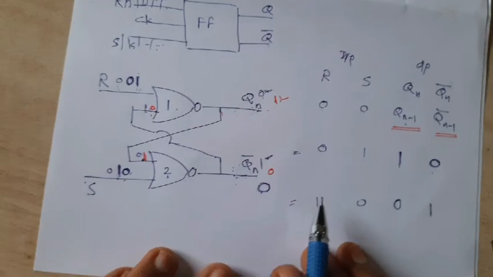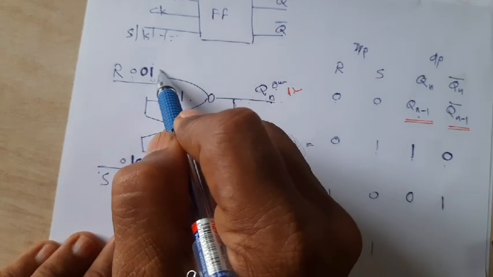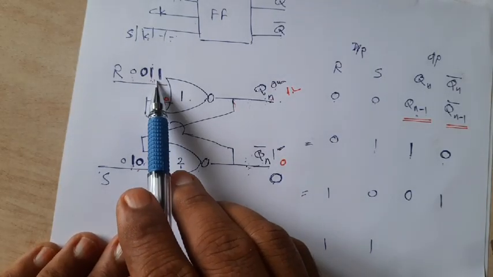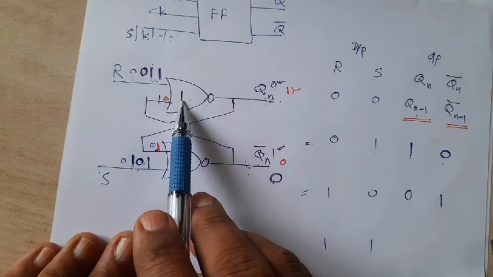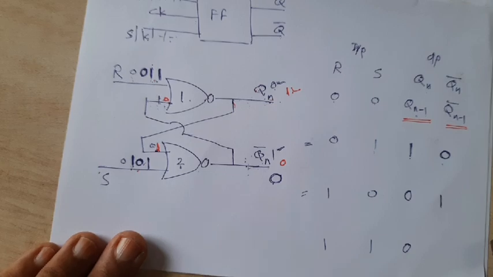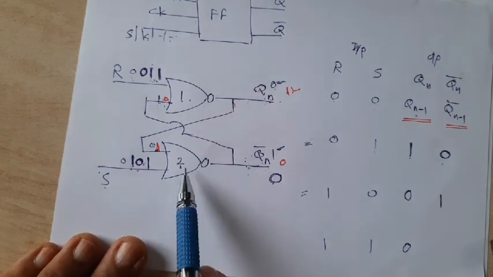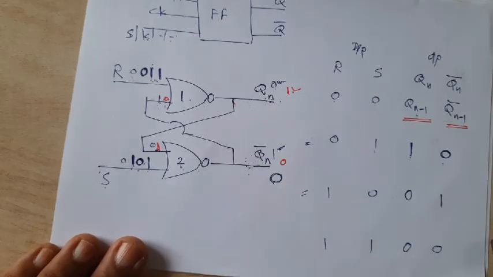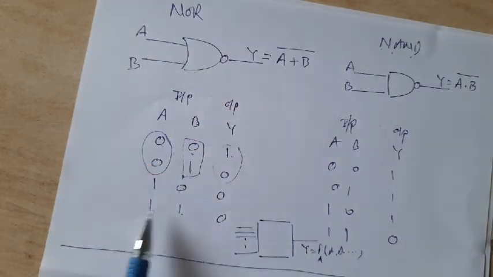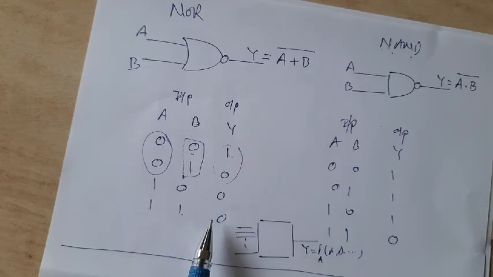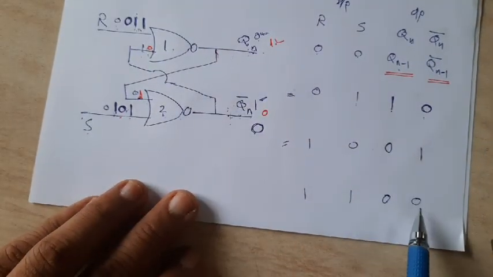And now the last possible combination, if both are 1, 1. Now what will happen? If this is 1, therefore R input to the first NOR gate is 1. Hence Qn is forced to be 0. And as S input to the second NOR gate is 1, Qn bar is forced to be 0. They are forced to be 0. Because if any one input is 1, or both are 1, output is 0. And so they are forced to be equal to 0.